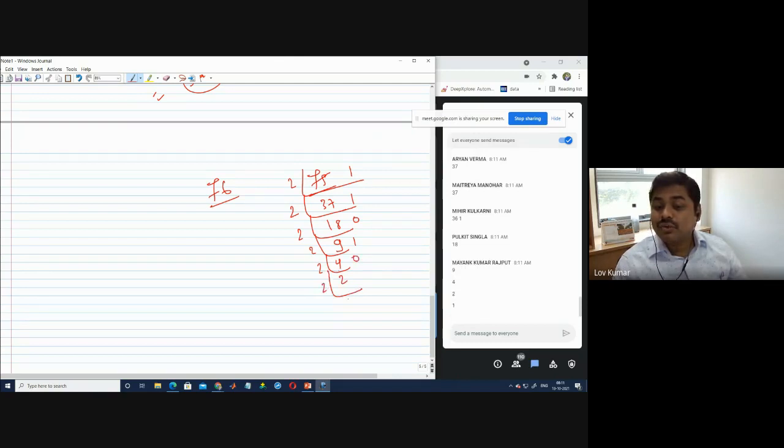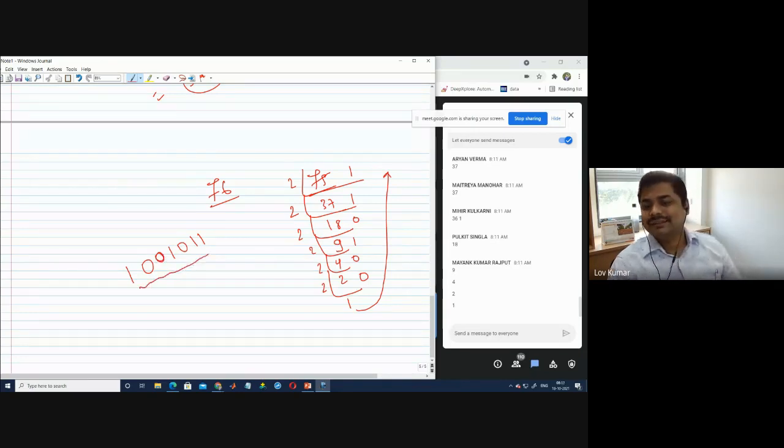Again, we will divide it by 2. We are getting here 1, remainder 0. Now we can write 1 in base 2. This base we will write in the reverse order: 1 0 0 1 0 1 1 0 0 1 0 1. Okay, so 1 0 0 1 0 1 1 1 0 0 1 0 1.